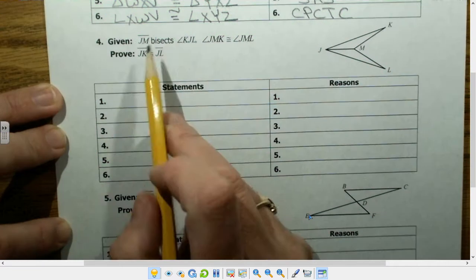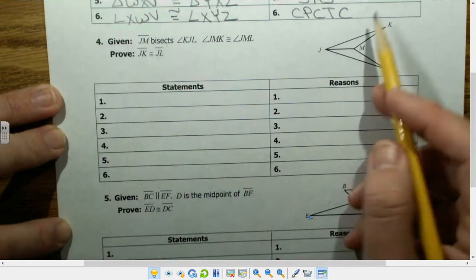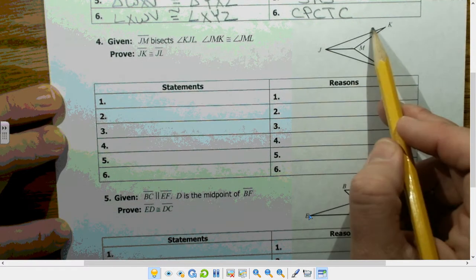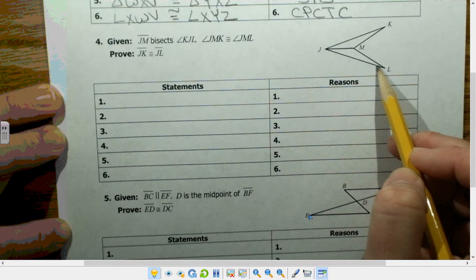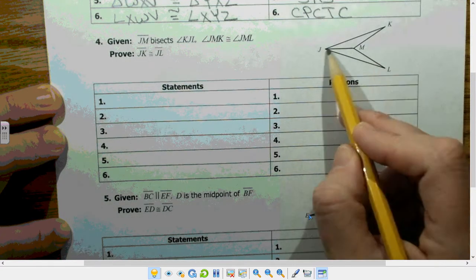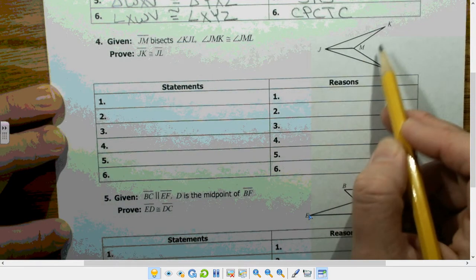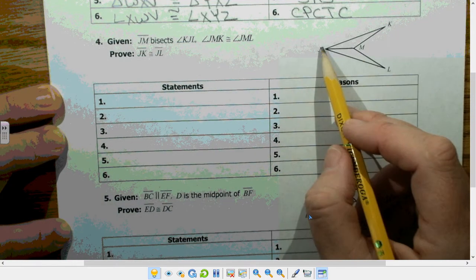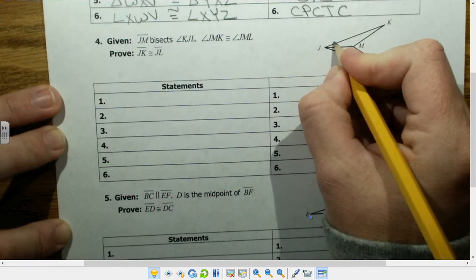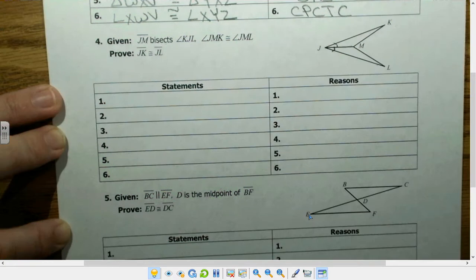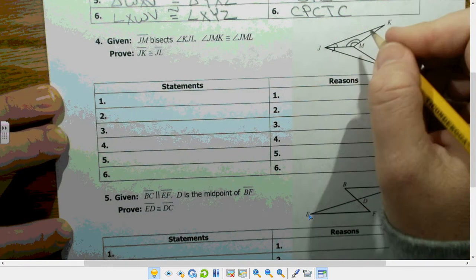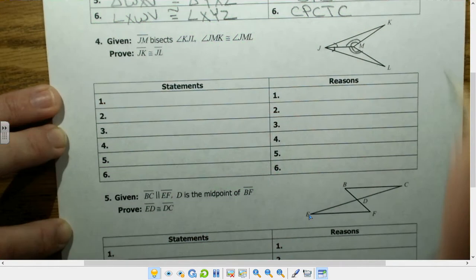Right here it says JM bisects KJL, and then JMK equals JML. So if JM bisects this big angle, then we know both of these are going to be equal to each other, those little angles right there. We also know that these two are going to be equal to each other.